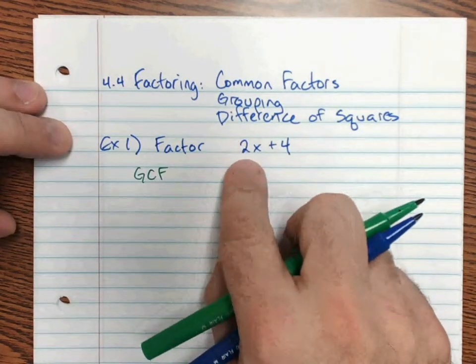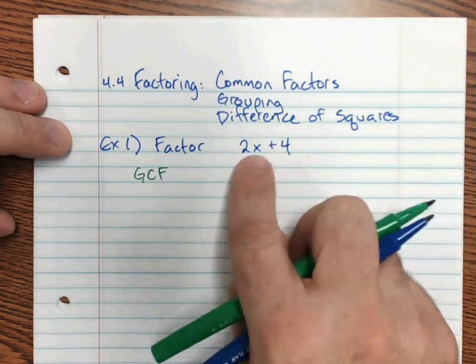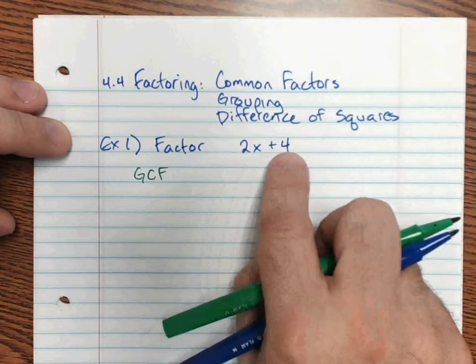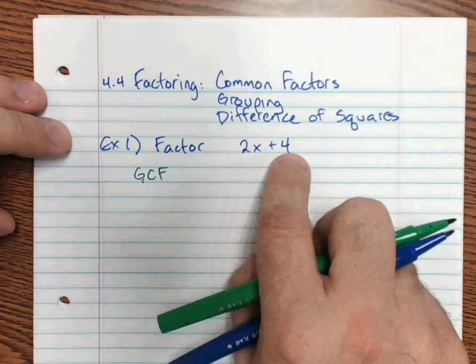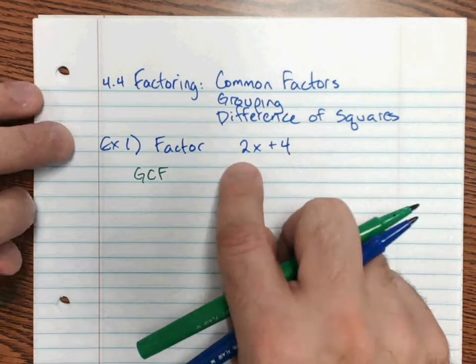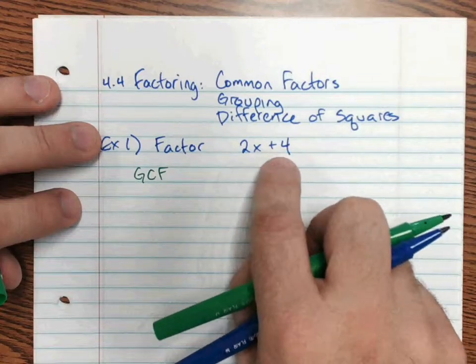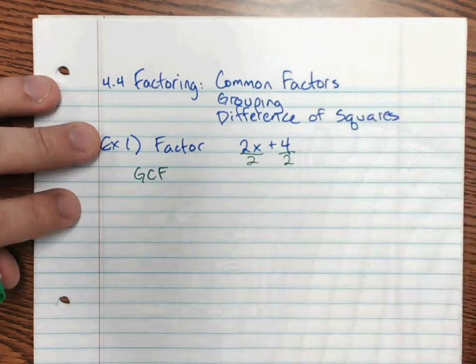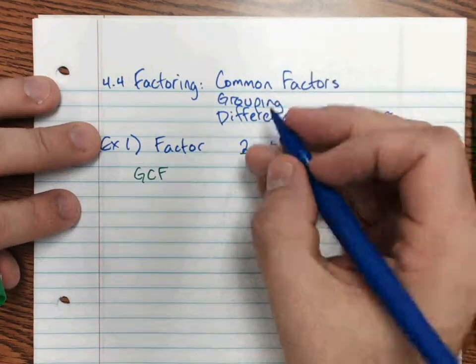So what you do is you look at each term in the expression, this is an expression, look at each term, 2x and 4, and see if they share a common factor. Can they both be divided by a number evenly, the same number evenly? In this case, 2x and 4 can both be divided by 2 evenly.